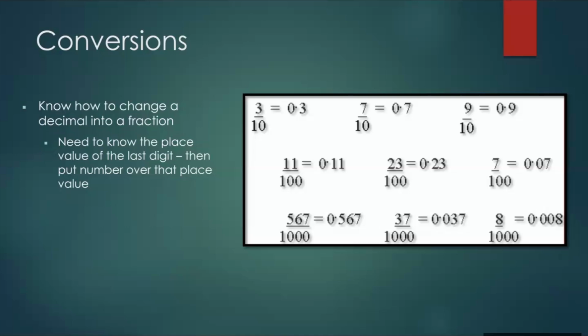Now, if you need to reduce these fractions in any way, which you would have to reduce the last one here, the 8 thousandths, you can. And you would probably have to put your answer in the reduced form. But this is just showing how you directly convert the decimal to the fraction.